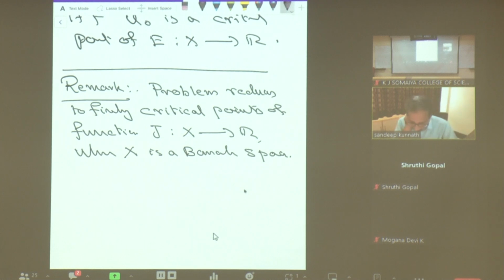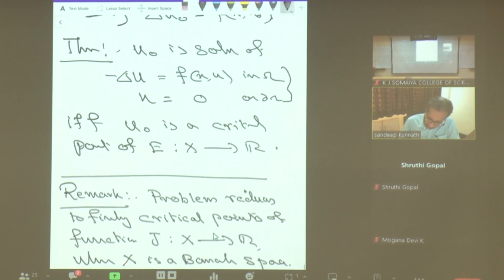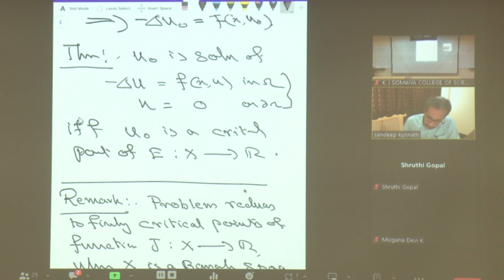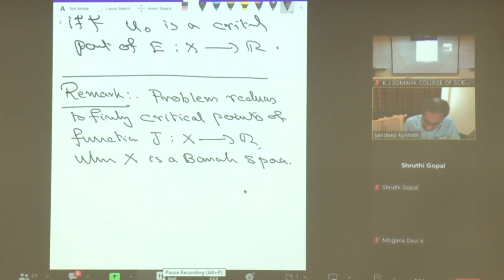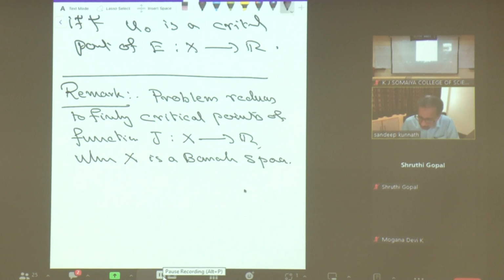What we have seen in the previous theorem is that critical points of the energy are precisely the solutions of the partial differential equation. So the question is, how do you find the critical points of a function defined on a Banach space? This is a very general question, applicable in many contexts and for many problems. So this is what we are thinking about.